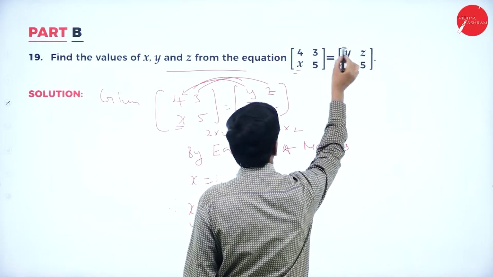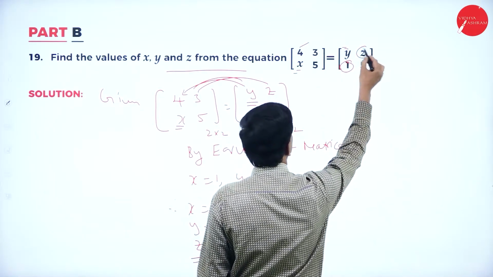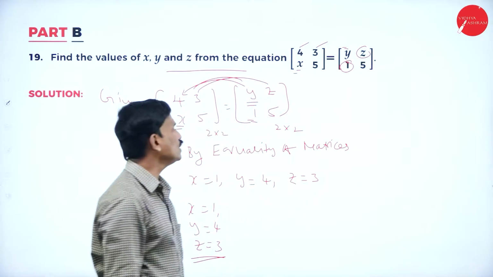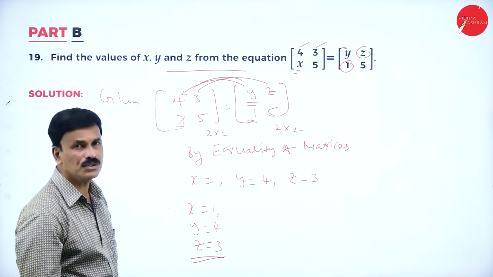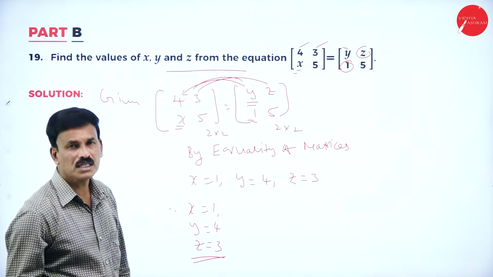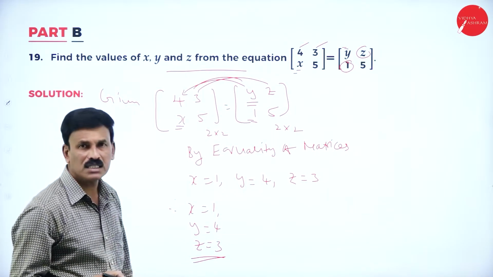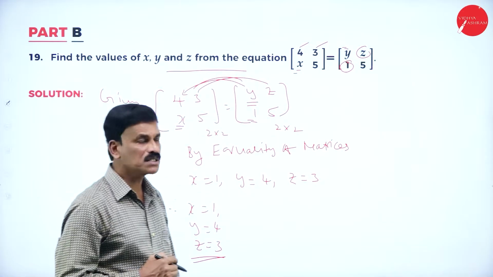the value of y is equal to 4 and z is equal to 3. That's it. So x is equal to 1, y is equal to 4 and z is equal to 3. These are the values of x, y and z. Very simple problem. Now let us come to the next problem.